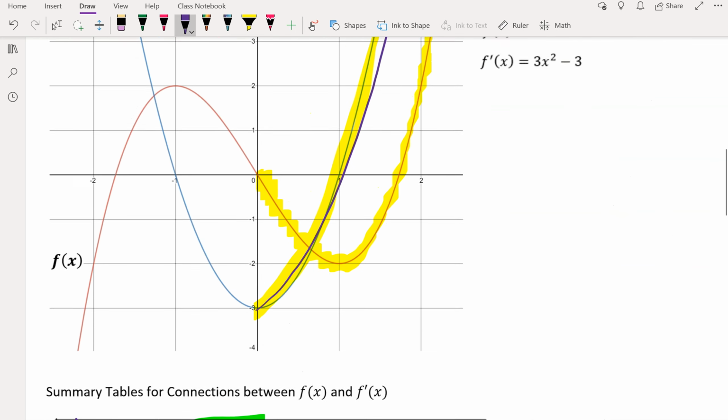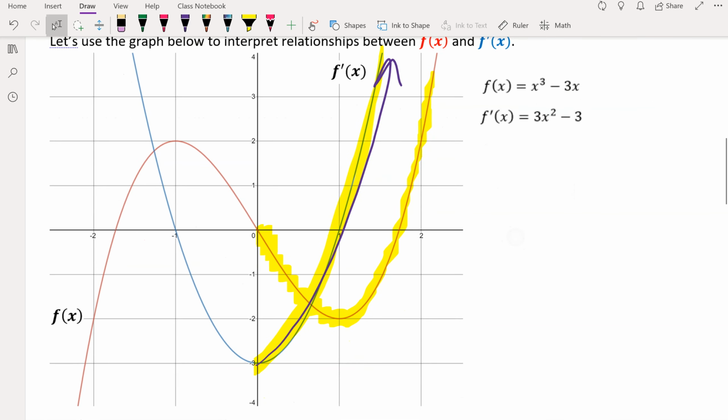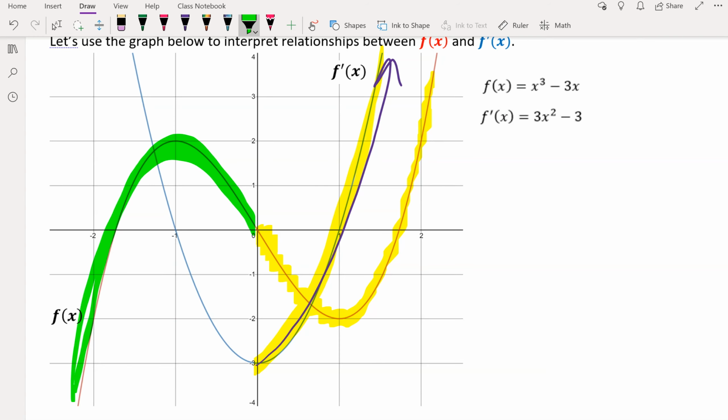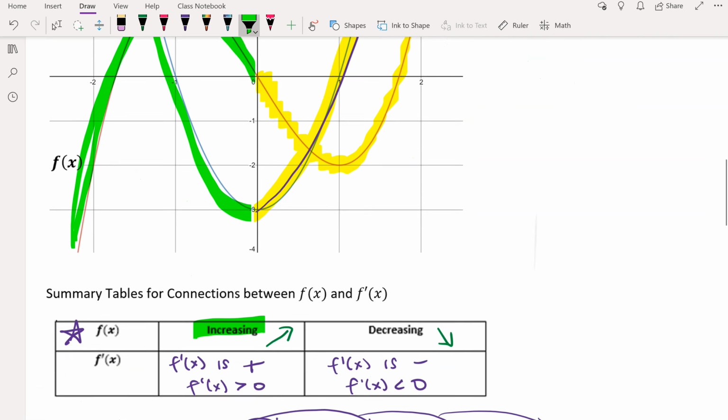And if f of x is concave down, you will find the opposite to be true. So let's just show you. F of x is concave down. It will not hold water from here to here. You will find that f prime of x is decreasing. So let's write that note.